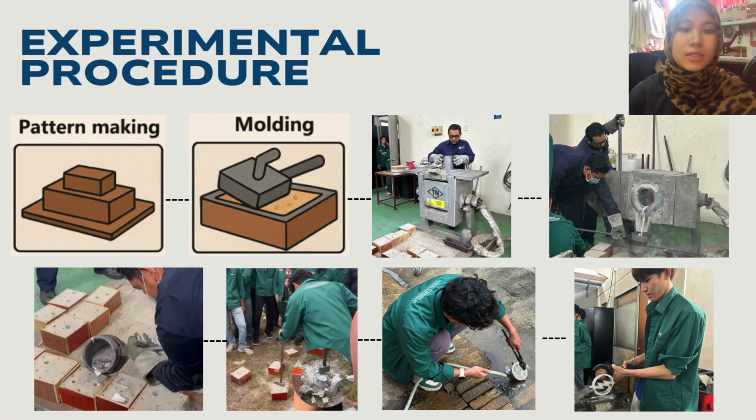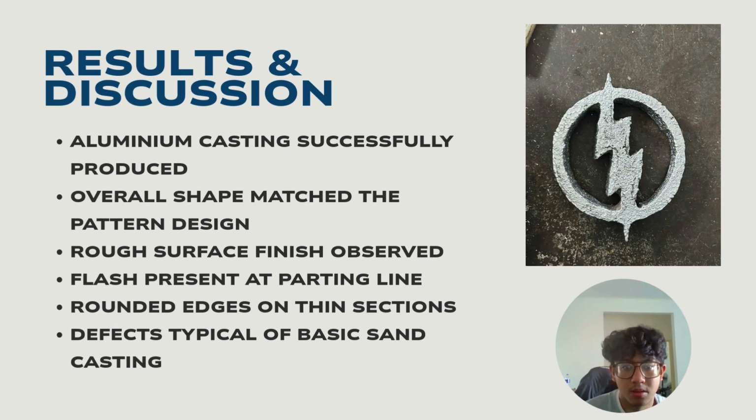After allowing sufficient time for solidification and cooling under ambient conditions, the sand mold was broken and the aluminum casting was removed for inspection. For this experiment, aluminum was used as the casting material and successfully melted before being poured into the prepared sand mold.